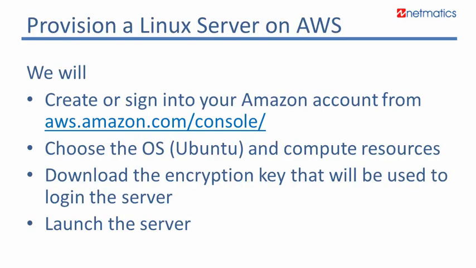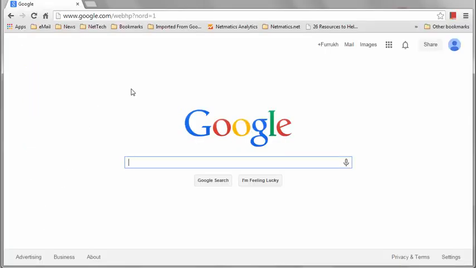The high level flow that I will follow is right here: AWS console page, sign in, launch the instance, and basically configure it. Choose the OS, I'll choose Ubuntu, and compute resources for the instance, and download the encryption key that will be used to log in to the server. Now, it's a simple step, but it's an important step, so I just wanted to highlight that. So let's go to the browser and go through the steps.